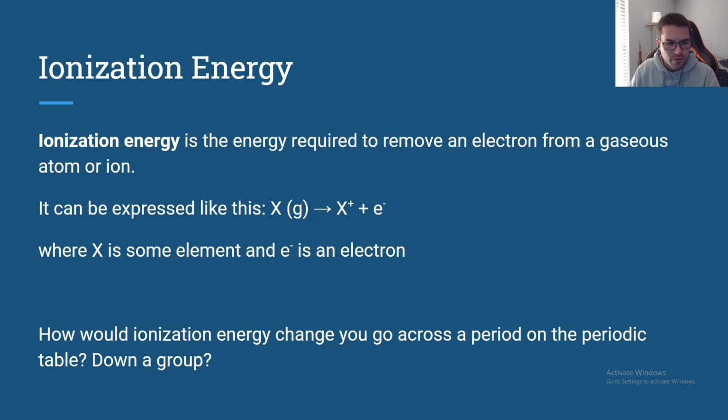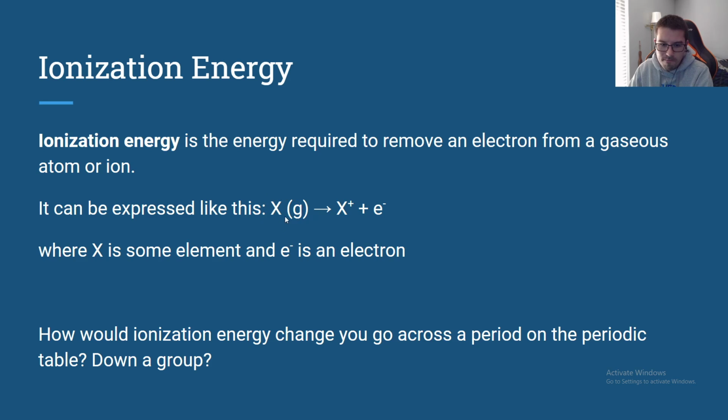It's not super important that it's a gas, okay? But just think about the first part of that sentence there. The ionization energy for an element or for an atom is the amount of energy required to remove an electron from that atom, okay? And it can be expressed like this formula here.